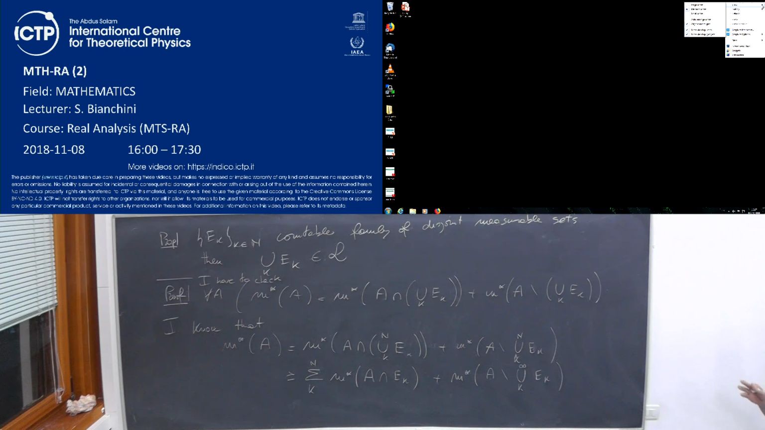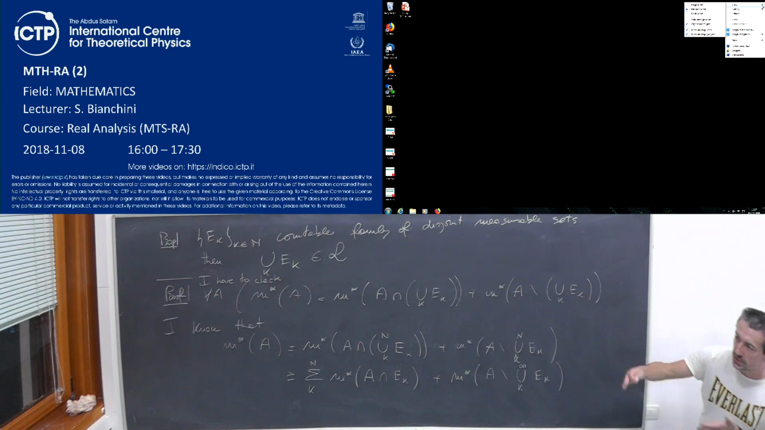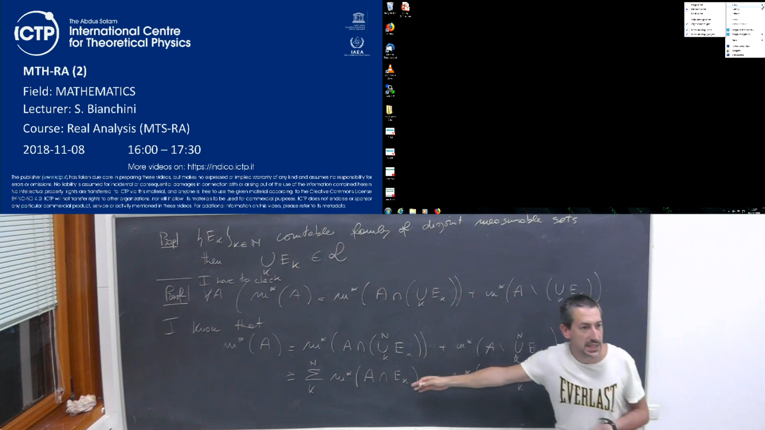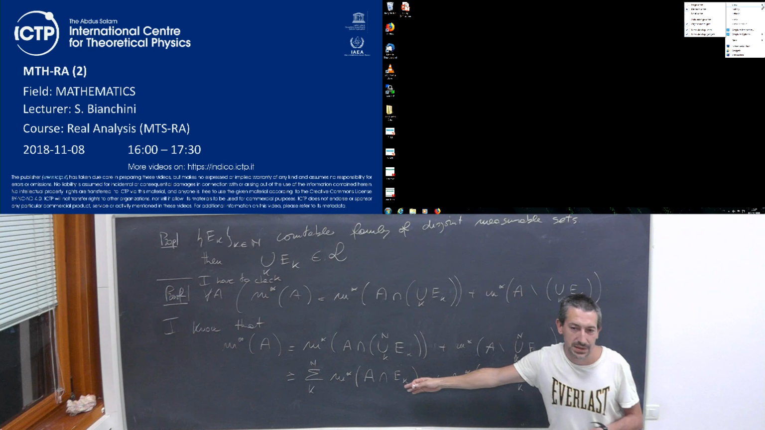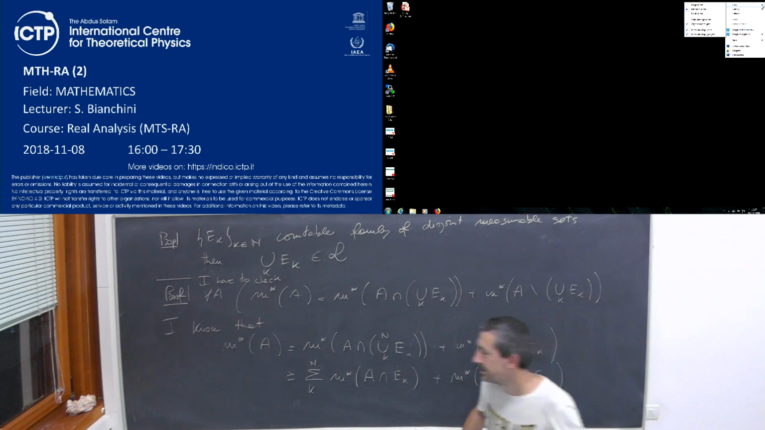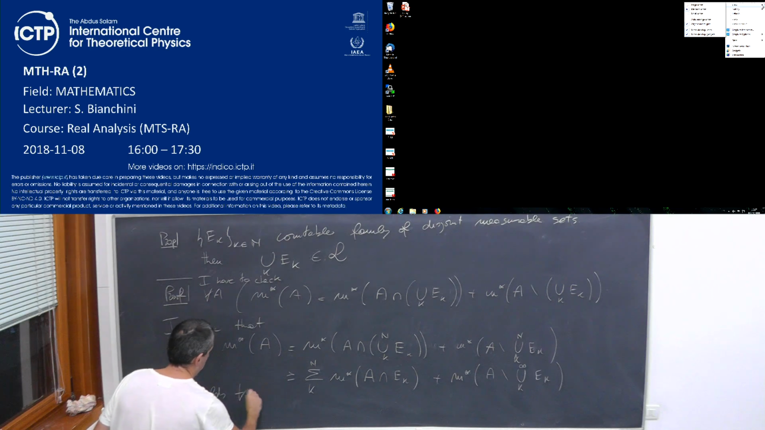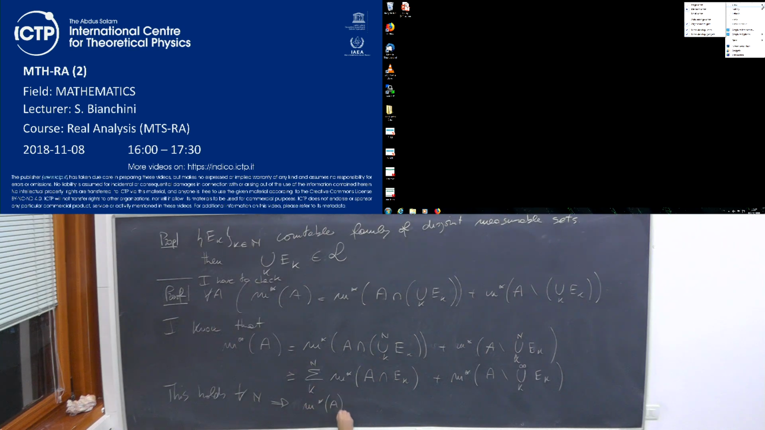Okay, I just use the previous proposition here, and here I use the monotonicity. And now I observe that the n is free. Being free means it holds for any n, and so it also holds when I take the sum of the series. So this holds for all n, and this implies that m star of A is greater or equal than the sum up to infinity of m star of A intersection E_k, plus m star of A minus the union.